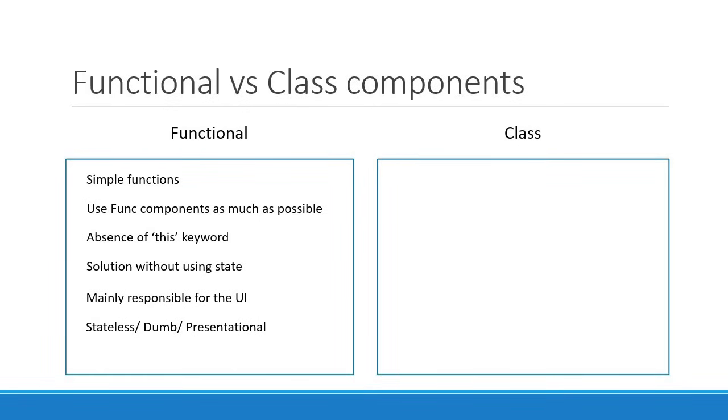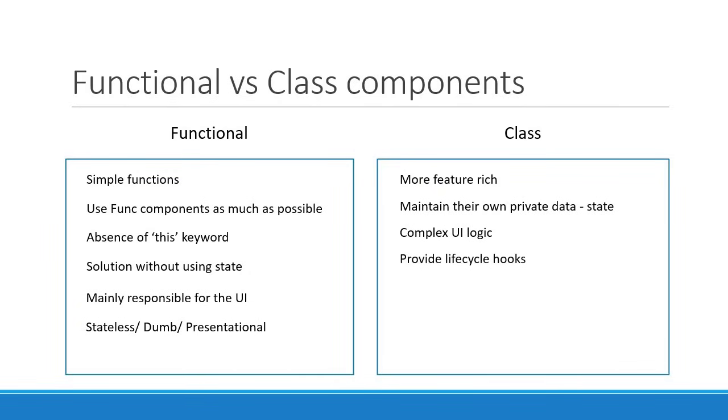Class components, on the other hand, are a bit more feature-rich. They can maintain their own private data, also called as state. They can contain complicated UI logic, and most importantly, they provide lifecycle hooks. We will discuss lifecycle hooks in detail later on in the series, but for now, I just want you to know that they are really useful. And because of what they are capable of and how they are used, class components are also called as stateful components, smart components, or container components.